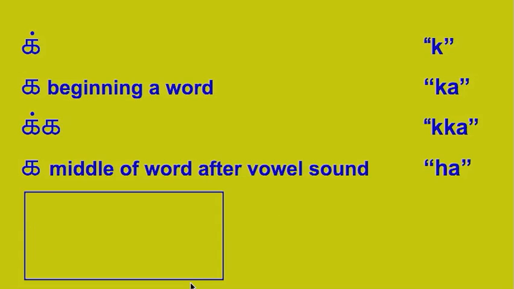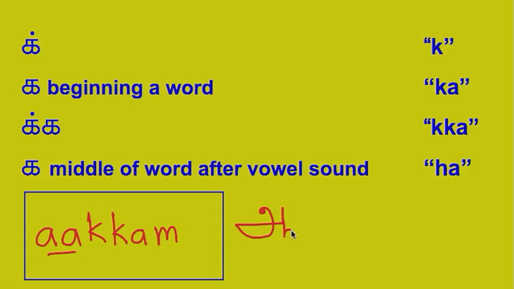All right, one last word, akam. Transliteration, akam. What we're hearing here is long ah, akam. And we're hearing the ik sound. Ka, and then im at the end. So this is the a, ikka, and then m at the end.